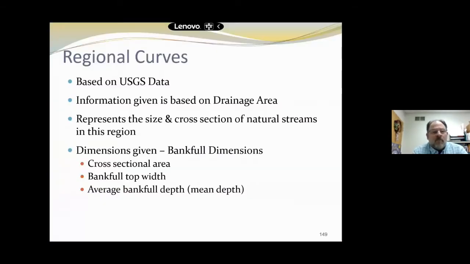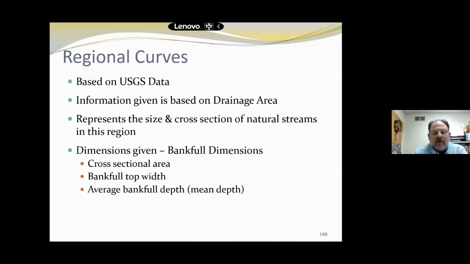Based on a lot of USGS data, regional curves were developed for the entire New York State. Basically, they came up with regional curves based on the size of the drainage area. So regional curves are another means to get a channel dimension, showing bank full depth and width and floodplain width, in order to configure a channel after a disaster. That represents the size and cross section of the natural streams in the region.